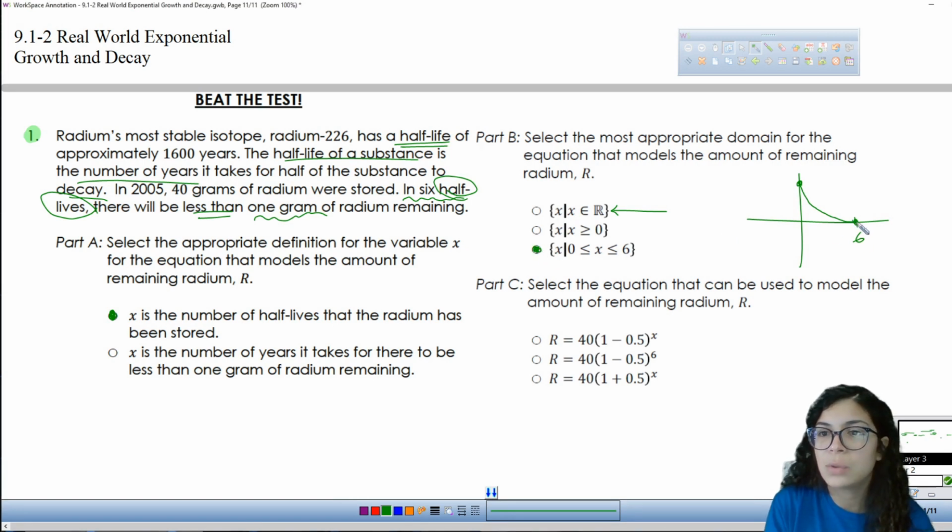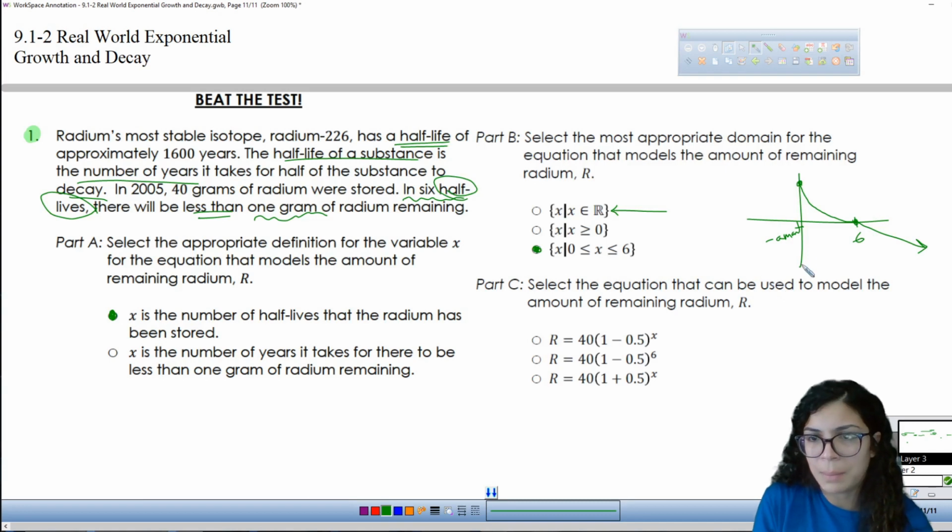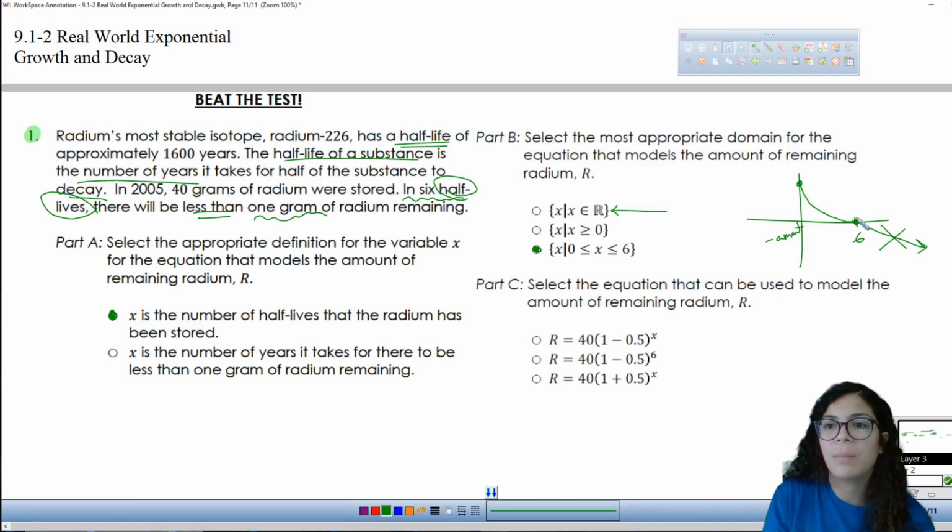You wouldn't continue to infinity because now you're saying that that would be a negative amount of the radium, which obviously doesn't make sense. So this negative amount gets cut off. So the domain for the real world problem would just be from 0 till 6.